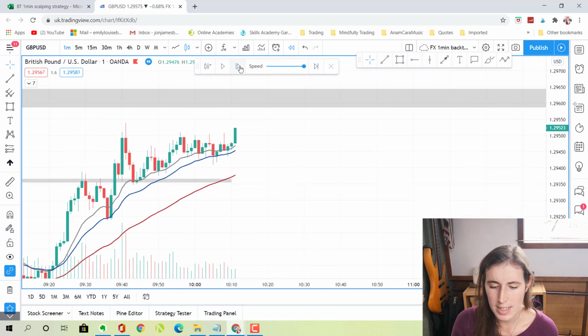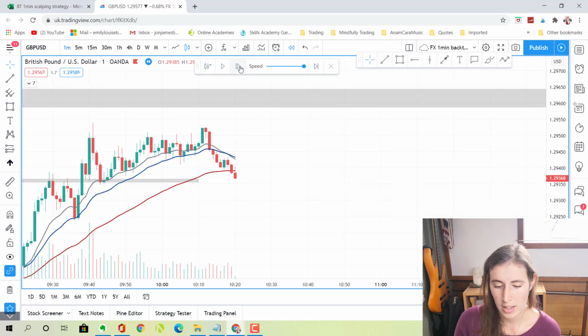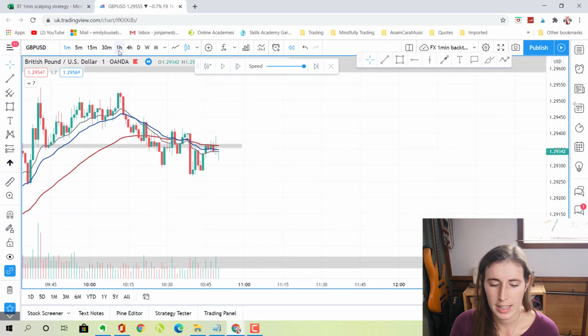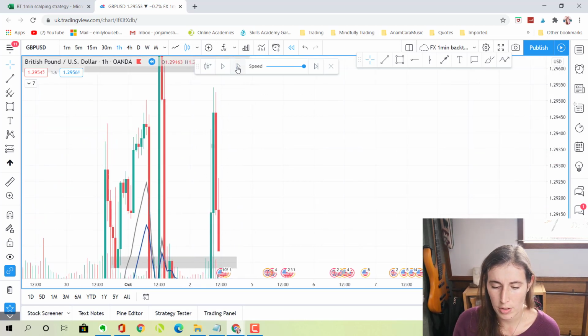Right, because this resistance level's on the 4-hourly chart, so I'm expecting it to be quite a point of resistance here. And we're past the time that I like to use, so I'm going to do the same again, go onto the hourly chart and skip this throughout the day.